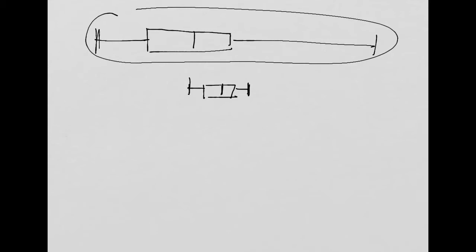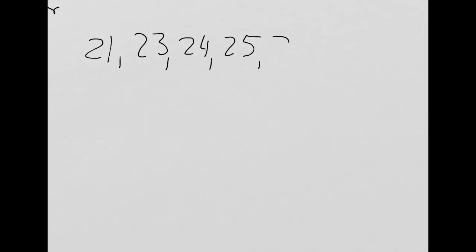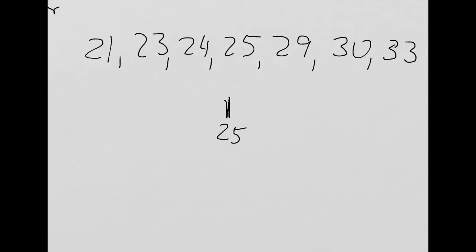Now, let's do a few more box plots because there are a few tricky bits in them. We just had 21, 23, 24, 25, 29, and I just add two more, 30 and 33. Okay? Now, tell me, what is the second quartile of that? Another word for second quartile is the 50th percentile or the median. What's the median? 25, you're absolutely right. So we've got 25. That's the median.